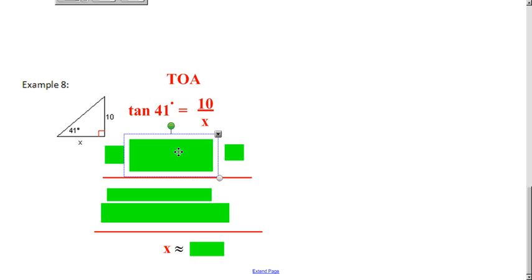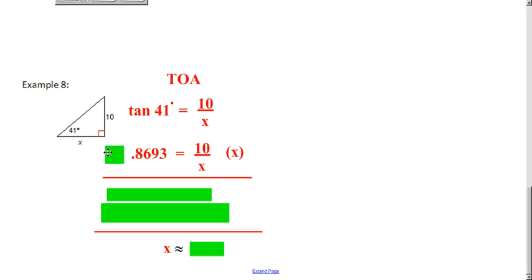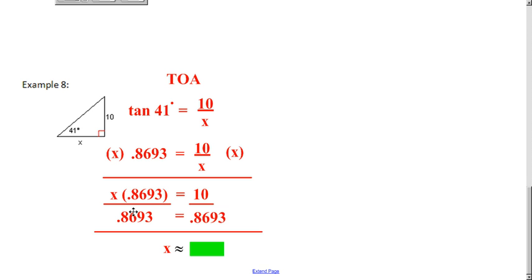Find the tangent of 41 degrees. Again, round to the nearest 10,000th, which is 0.8693, equals 10 over x. Solve for x. In order to do this, get x off the denominator. Multiply both sides by x. When you do that, we have x times 0.8693 equals 10. Get x alone. Divide both sides by 0.8693. And we find out that x is approximately 11.5.